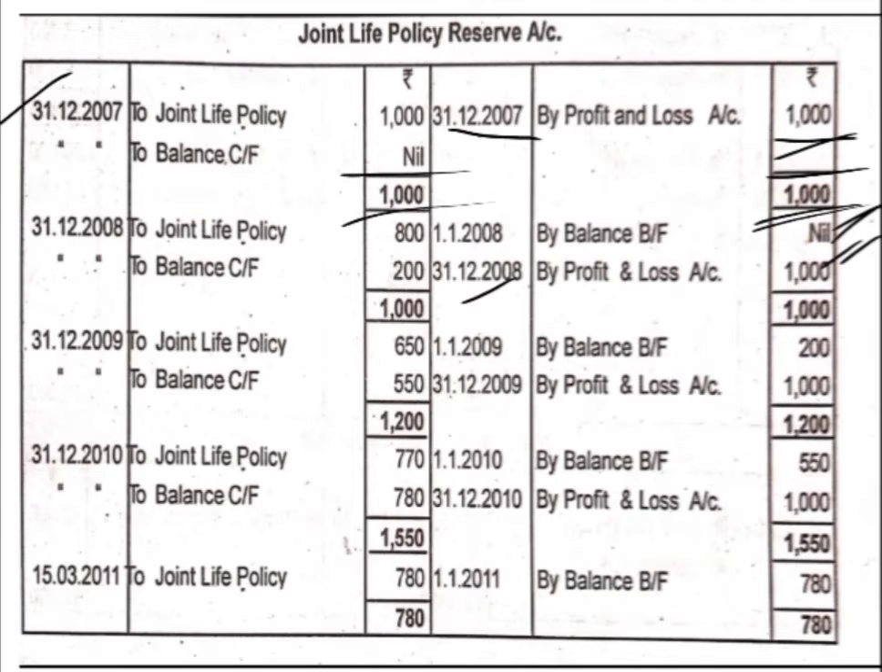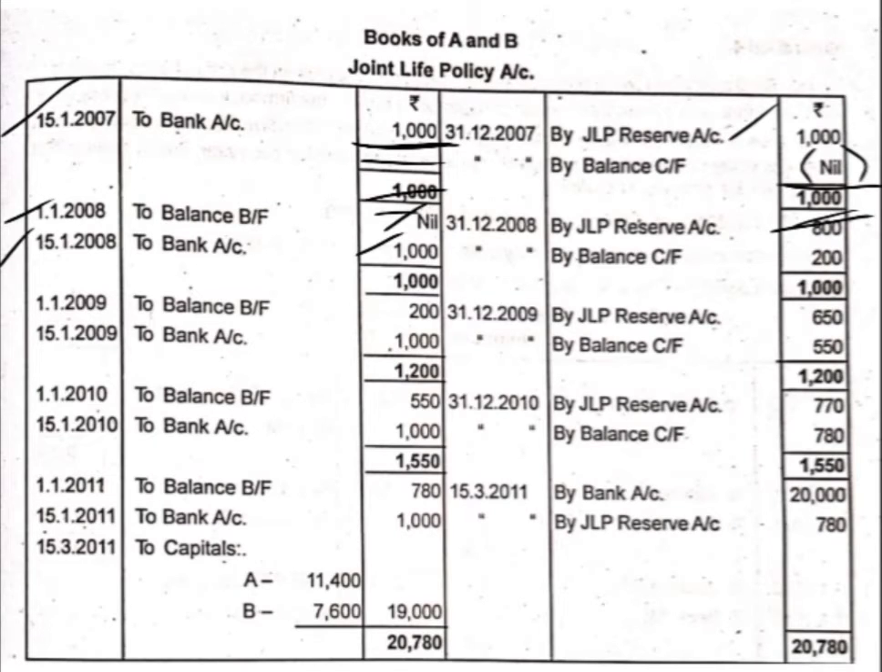So what we have to do, we have to cancel the excess amount of 800 by passing the entry joint life policy reserve account debit to joint life policy account. So in the joint life policy reserve account, on the debit side we have to write to joint life policy account 800. At the same time, in the joint life policy account we have to write by joint life policy reserve account 800, 1000 minus 200, 800 rupees. Okay, after writing these three entries, we are going to close the account for the year 2008.